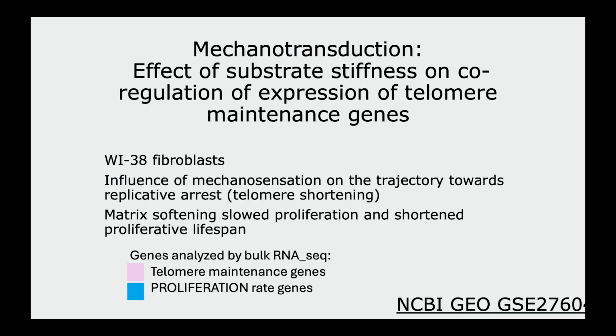And this was an interesting study with just fibroblasts, primary differentiated fibroblasts, of course. What they've been able to show, in this paper whose database is referenced here, is that if you have a softer matrix, you don't get such good proliferation. The proliferative lifespan is also slowed down, and so you reach replicative senescence quicker. Telomeres run down in these cells because they lack telomerase activity.